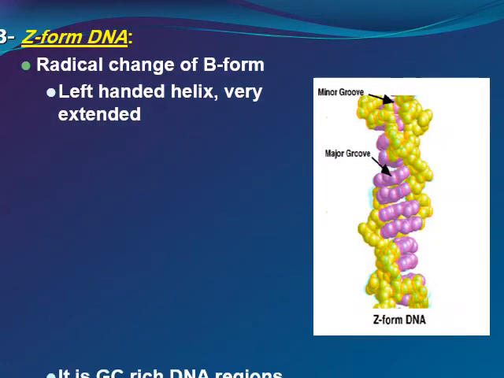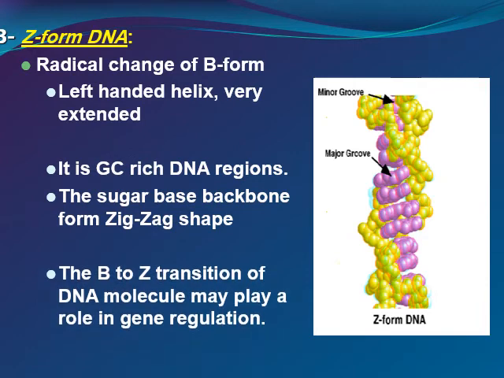The last type is called Z form of DNA. Radical changes of the B form, left-handed helix, very extended. It is rich in the guanine and cytosine region. The sugar-phosphate backbone forms a zigzag. The transformation of B into the Z form of the DNA molecule may play an important role in gene regulation.